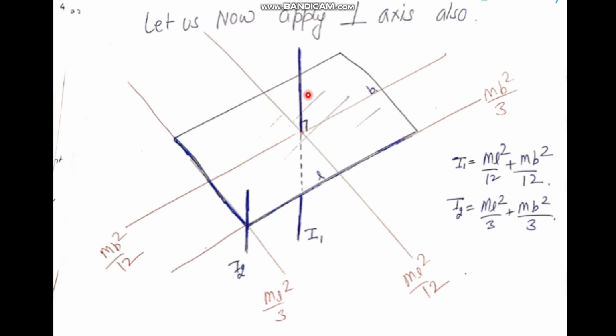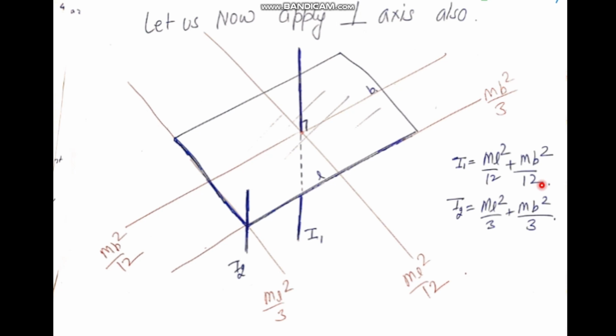Now if I take an axis which is passing through center and perpendicular to the plane, this axis. Now these two axes lie in the plane, and this is the z axis perpendicular to them. So by perpendicular axis theorem, Iz will be Ix plus Iy. So this moment of inertia I1 can be written as ML square by 12 plus MB square by 12. Similarly, this axis is perpendicular to these two. About this, the moment of inertia will be ML square by 3 plus MB square by 3.